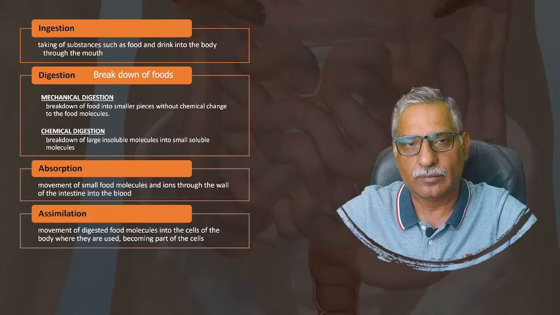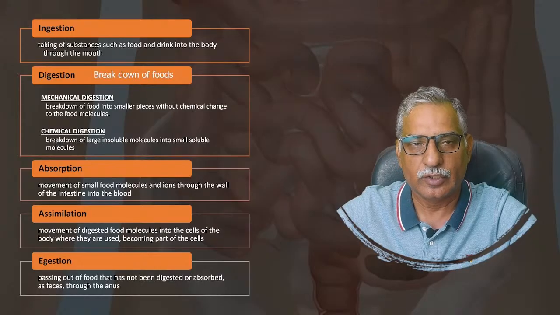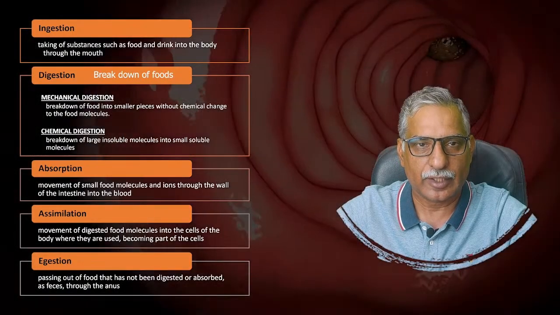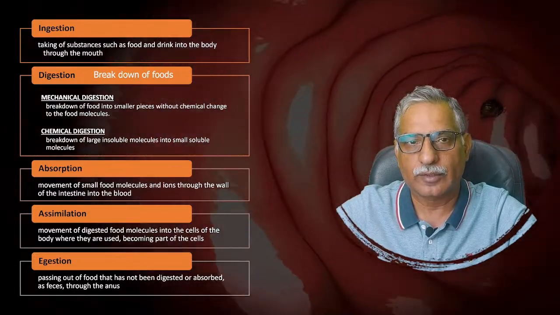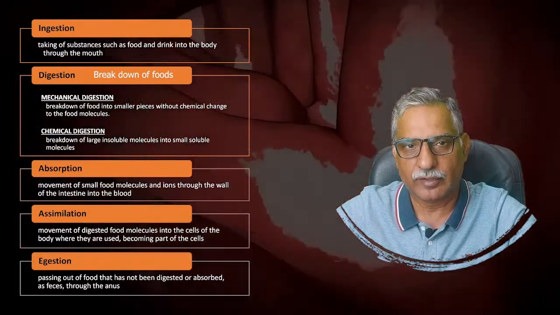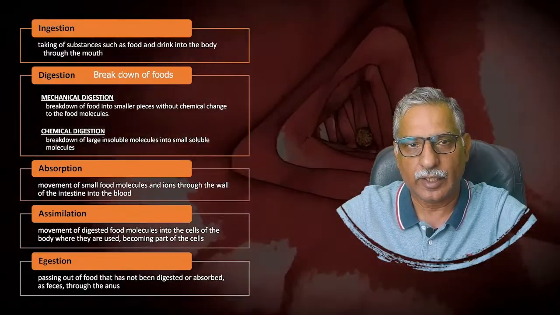Then comes egestion, and egestion is the removal of undigested food residues through the anus, which is the second opening. This egestion helps get rid of the undigested residue so that the digestive system is ready for another food intake.